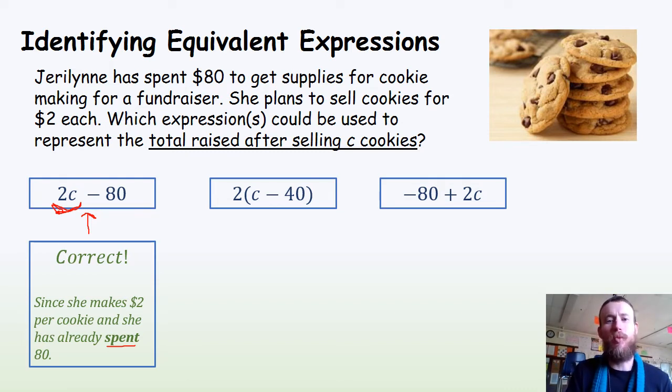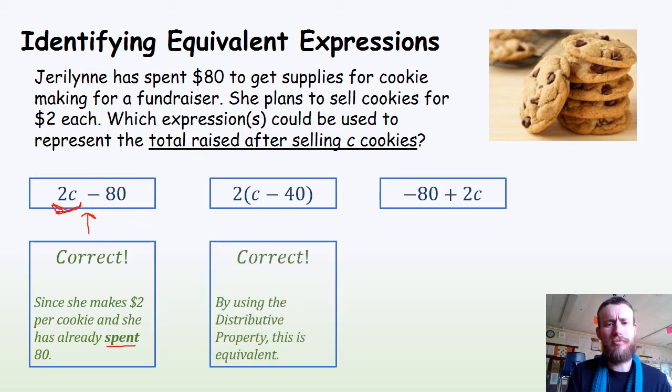So once you've identified one expression that's correct, 2c minus 80, you can compare that to the other two and think, well, would those be equivalent? So if you look at the second expression, think, well, is that one equivalent to the first expression? Are these two equivalent? Turns out this one is. So again, if we use the distributive property, 2 times c is 2c, 2 times 40 is 80, and there would be 2 times negative 40 is negative 80. So the sign is going to match as well, so minus. So using the distributive property, this is also an equivalent expression.